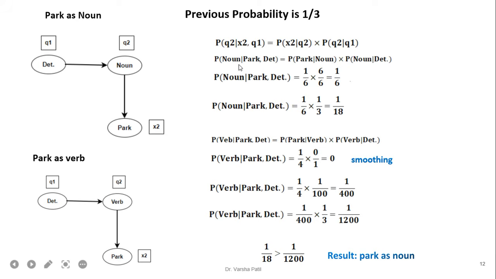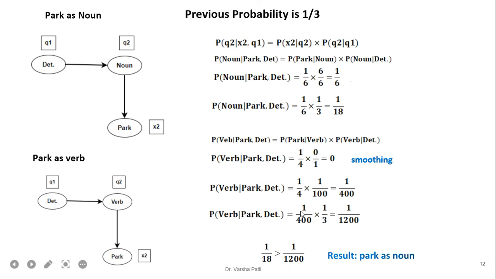Now probability of park given noun and determiner is equal to, because this is nothing but our previous tag which we fixed as a determiner, then probability of park given noun into probability of noun given determiner. So we require to check continuously the emission probability matrix and state transition probability matrix to check the values, and we just require to multiply. So this is a very important step, to create a proper state transition matrix and emission probability matrix. So here we are getting the answer 1 by 18, and now we consider park as a verb and we will calculate.